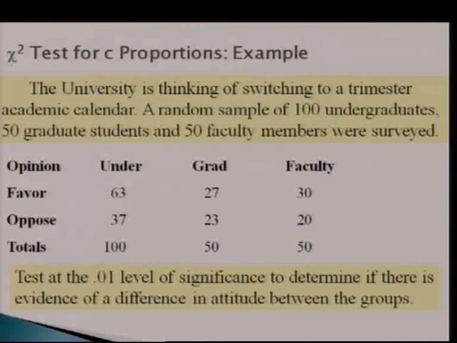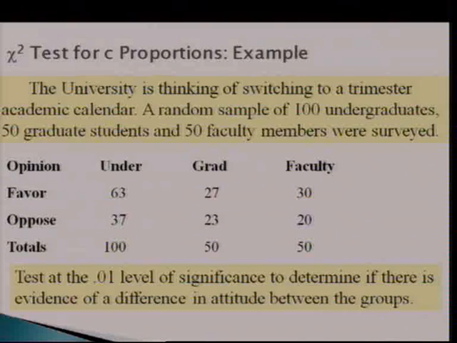Now let us take the chi-square test for C proportions, where we have taken C as 3. The problem is that a university is thinking of switching to a trimester academic calendar instead of a semester system. A random sample of 100 undergraduates, 50 graduate students and 50 faculty members were surveyed, and some of them favor the trimester system and some were against it.